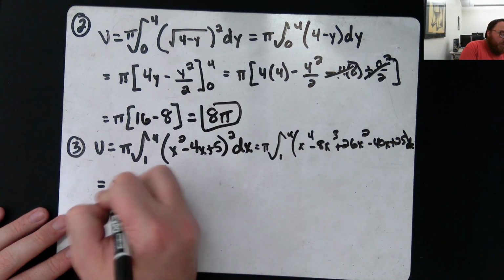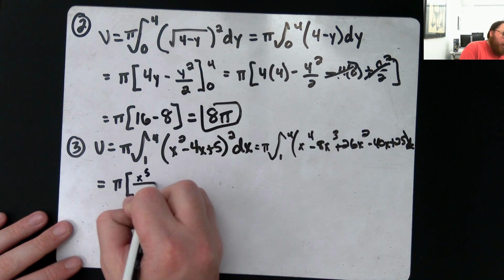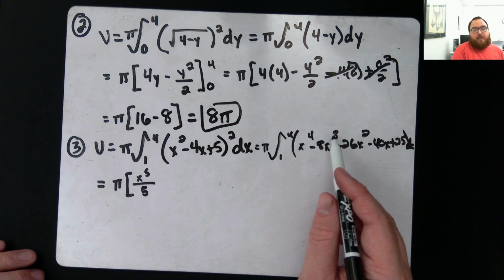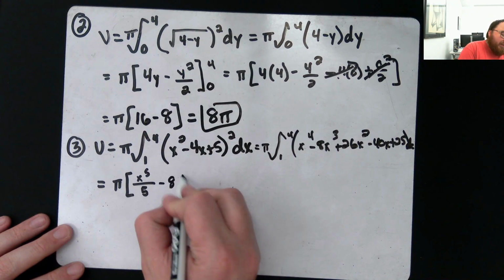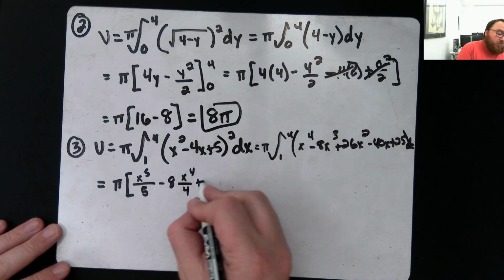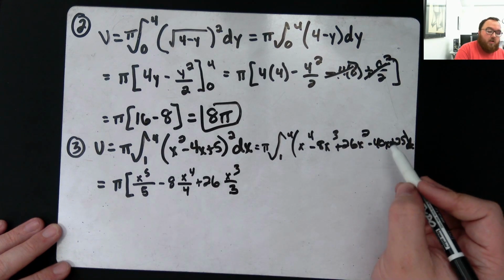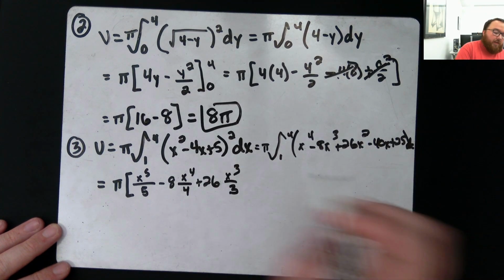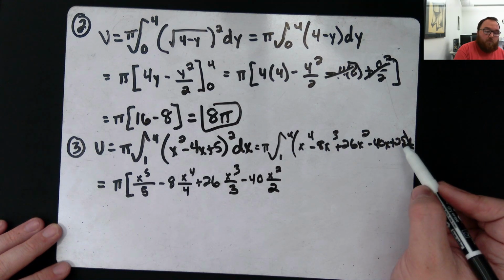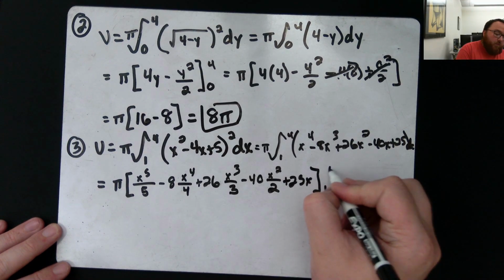Take the antiderivative of that. X to the fourth, add 1 gives you x to the fifth, divided by my new power, which is 5. Same thing here, x to the third makes it x to the fourth, so minus 8x to the fourth over 4. Same thing here, plus 26, my power becomes 3, x to the third over 3, minus 40x, add 1 makes it 2, so minus 40x squared over 2. And then plus 25 makes this just plus 25x from 1 to 4.